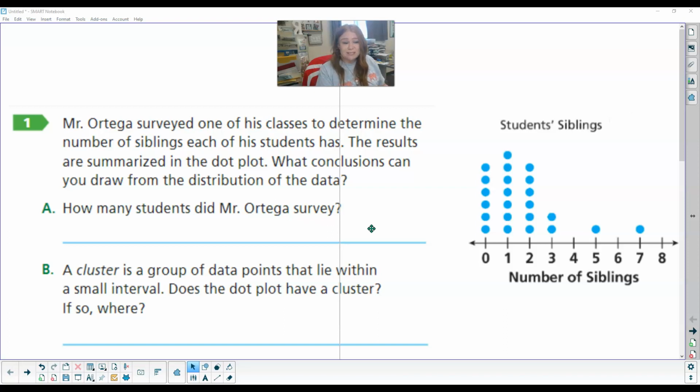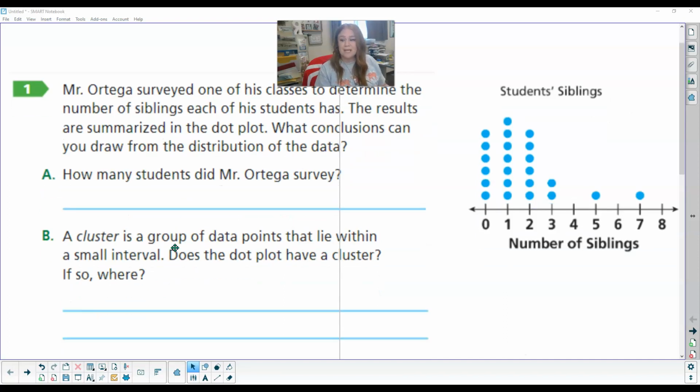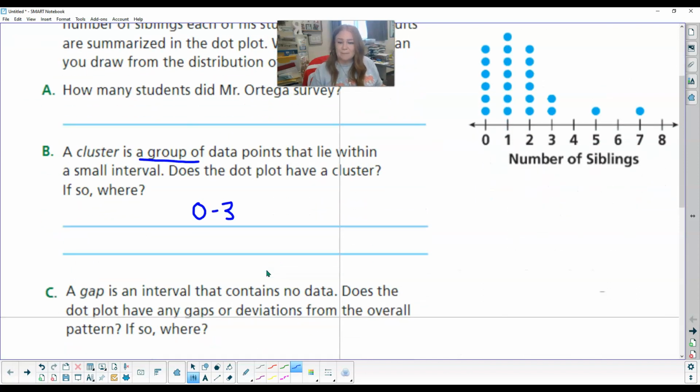So how many students did he have, right? So each of these dots represents a student. So we'll count those up. There's a cluster, which is that group of data points. So does this have a group? And I would say yes, right here from 0 to 3 is a group. There's one here that's not a group. There's one here, not a group. It's got to have quite a few in that group to make it a group. So from 0 to 3, there is a group.